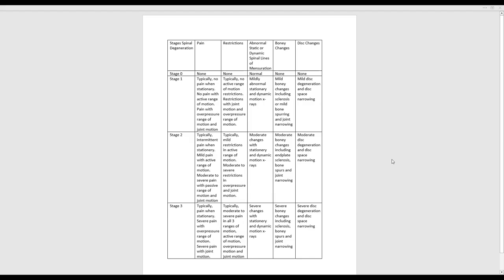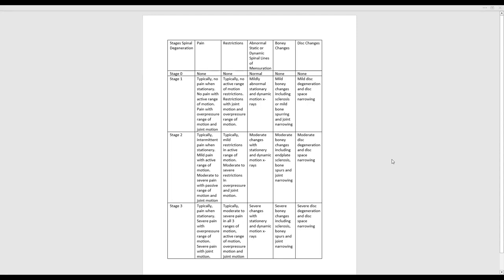So you can see here, I put stage 2 spinal degeneration pain, typically intermittent pain when stationary. Mild pain with active range of motion, moderate to severe pain with passive range of motion and joint motion. So I not only took the category of pain, I connected it to all 3 ranges of motion, active, passive, and joint motion, and gave a scenario. Okay.